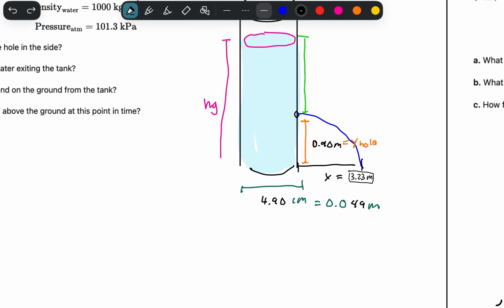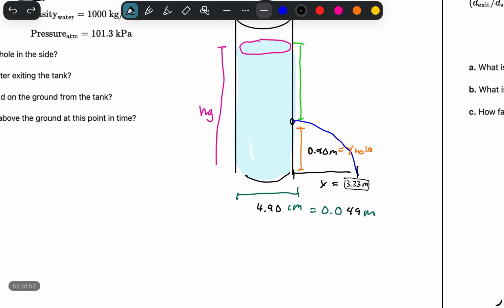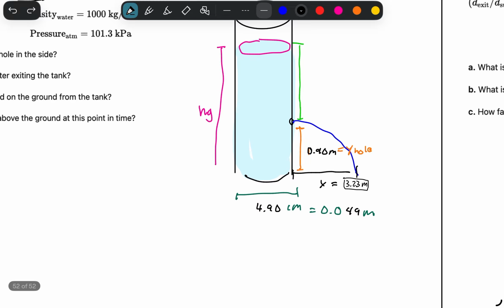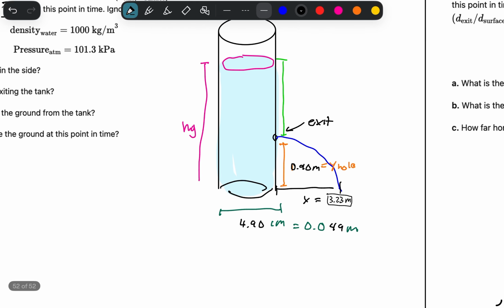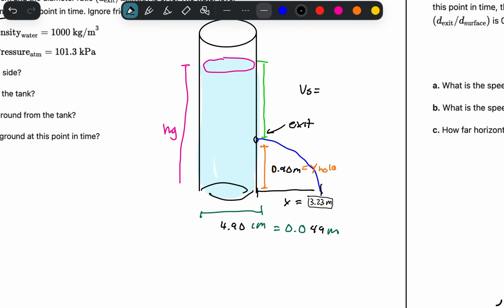Or the exit is that hole. So that's actually a different diameter. Here that would be the exit. So this is not opened at the bottom. It's only opened at the top. So Vs is equal to, the Vs referring to the velocity speed from the surface downward, was 1.68 meters per second.